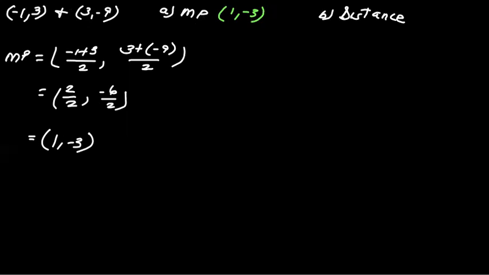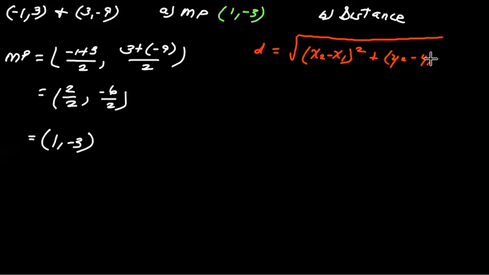Now, let's go ahead now and find the distance. Well, we know that D is going to be equal to the square root. Everything here is going to come under the square root sign. Okay, and my formula says x2 minus x1 squared plus y2 minus y1 squared. So let's do that.